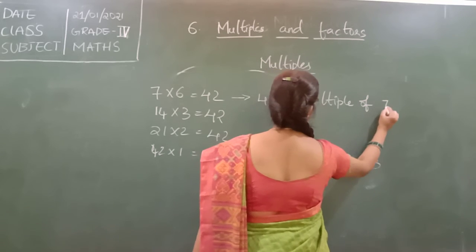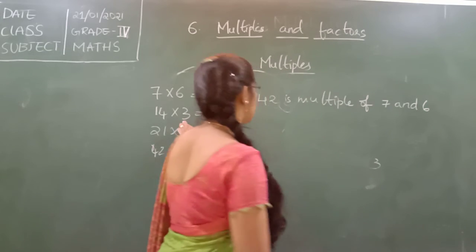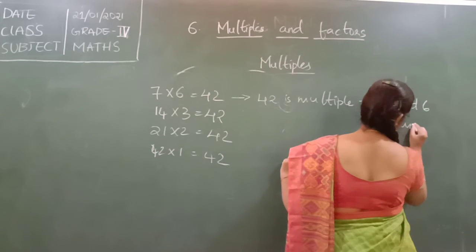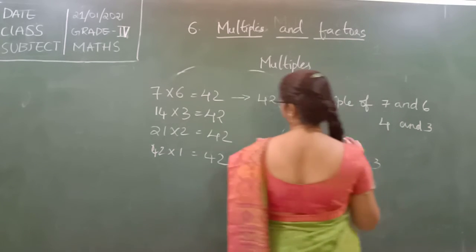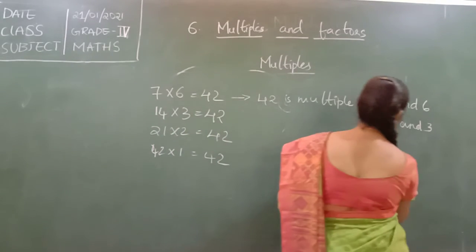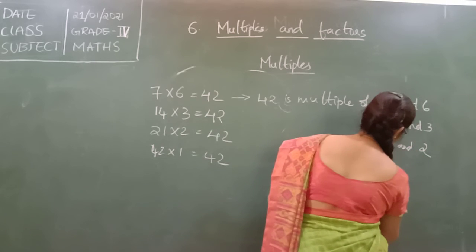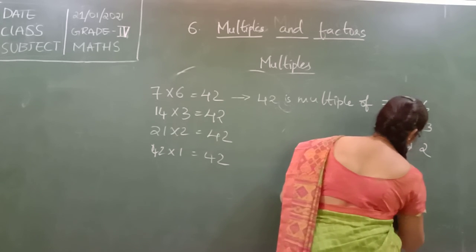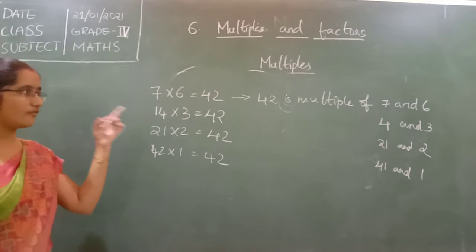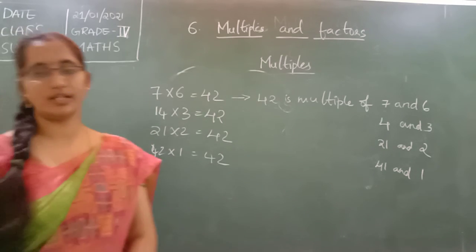It is a multiple of 7 and 6. And it is also a multiple of 14 and 3. And it is also a multiple of 21 and 2. And 42 and 1. So 42 is a multiple of 7, 6, 14, 3, 21, 2 and 42 and 1.